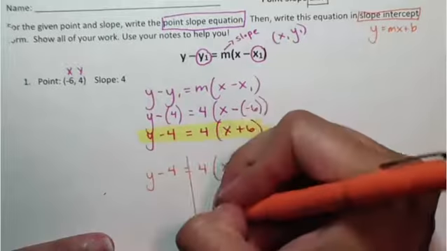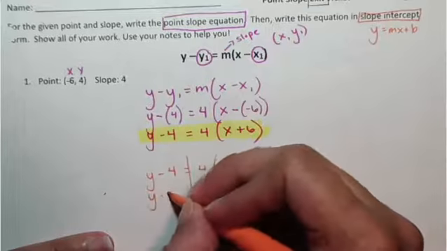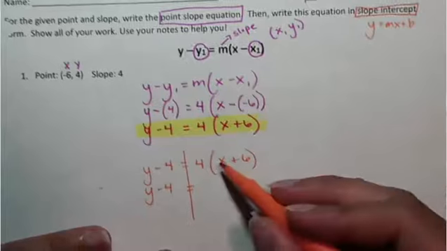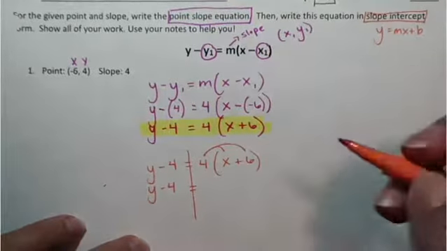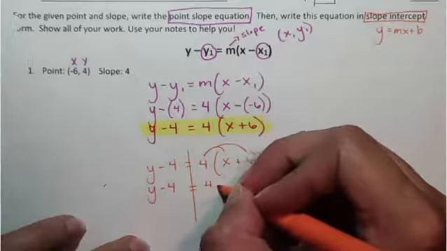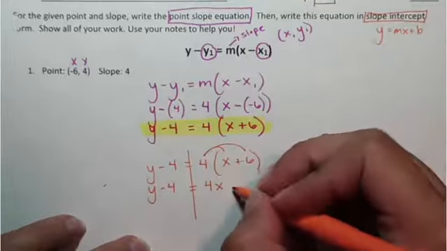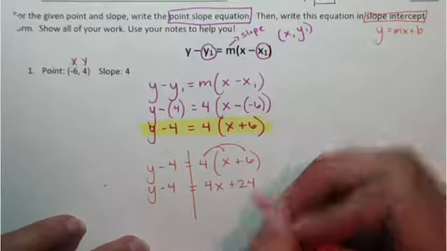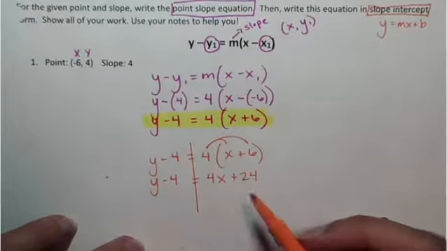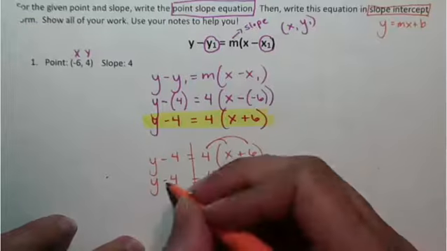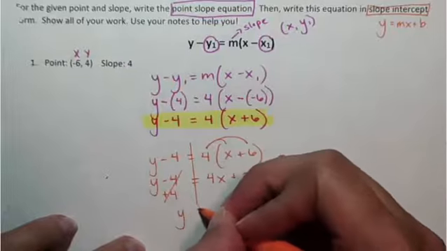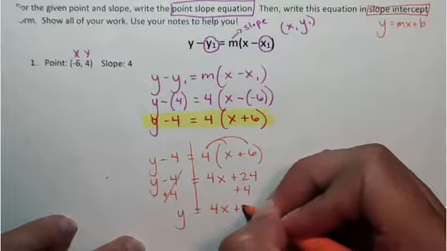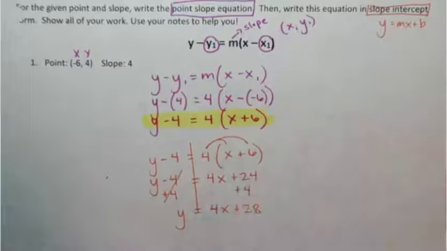And now I have to simplify. Can't simplify anything on the left, so y minus 4 carries down. How do I get rid of these parentheses here? I have to distribute that 4 times everything in the parentheses. So 4 times x is 4x. 4 times 6 is 24. And now to get it in y equals mx plus b, to get rid of this negative 4, I'm going to add 4 to both sides, which leaves me with y is equal to 4x plus 28. So that is my slope-intercept form.